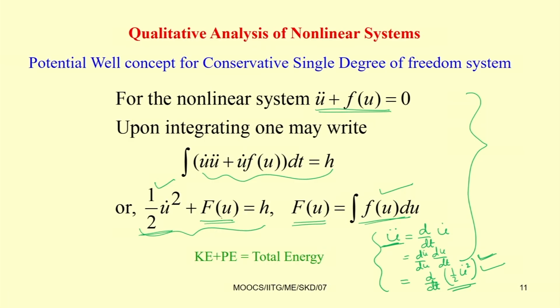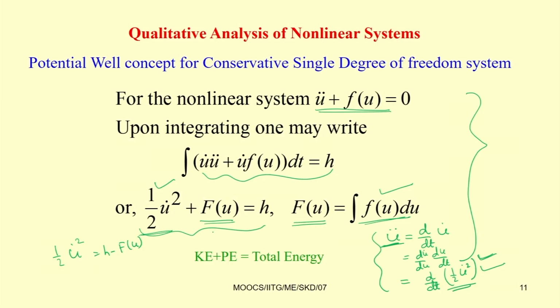That means the governing equation, which is written in terms of a force, can also be written using this energy, and the energy equation becomes half u dot square plus F(u) equal to h. So you can write F(u) equal to h minus half u dot square. In other words, half u dot square equals h minus F(u), then u dot square equals 2 into (h minus F(u)), and u dot will be equal to root over.